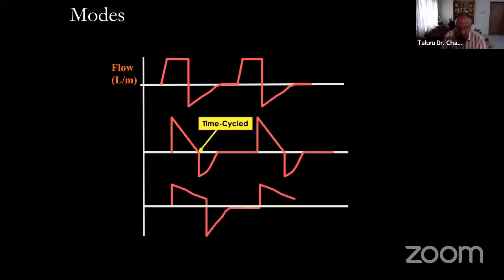So can somebody type what is the first mode, what is the second mode, what is the third mode? This is flow versus time scalar. There is a great representation below the baseline. This is peak inspiratory flow, peak expiratory flow, TI, TE, and total cycle time. This is the information we get.